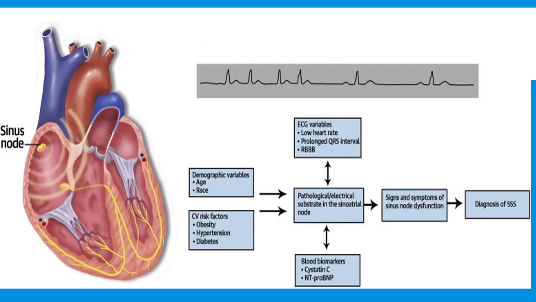So it has been seen in research that greater age and white race, as well as cardiovascular risk factors like obesity, hypertension, diabetes, and increased levels of blood biomarkers like cystatin C and brain natriuretic peptide, can all lead to Sick Sinus Syndrome. Blacks have a 40% lower risk of Sick Sinus Syndrome than whites. And the ECG variables may show lower heart rate, prolonged QRS interval, and right bundle branch block.